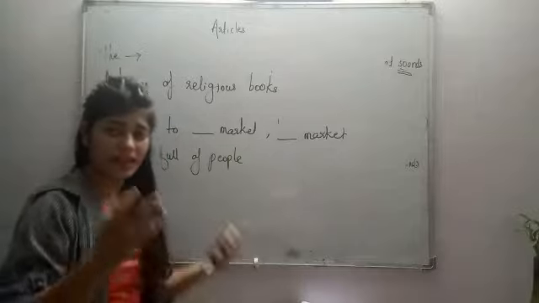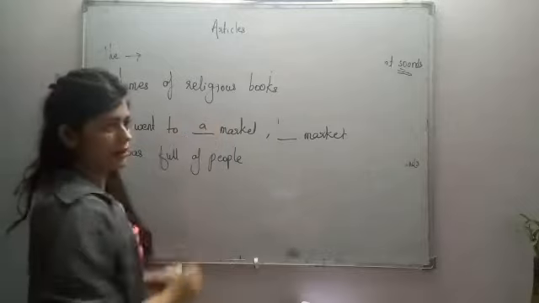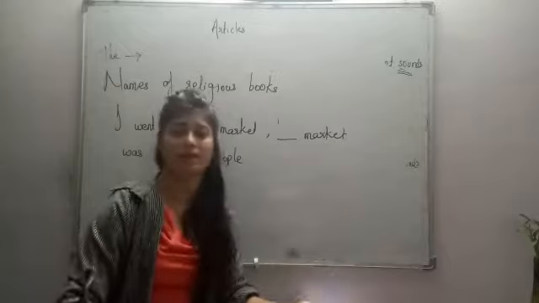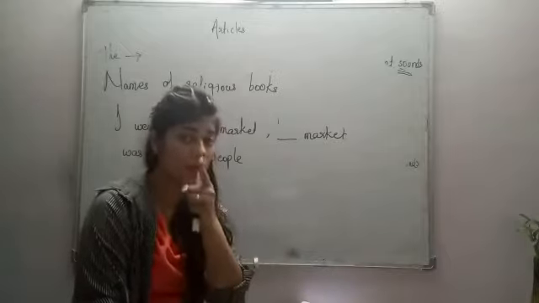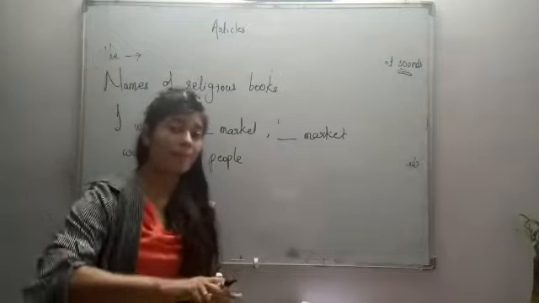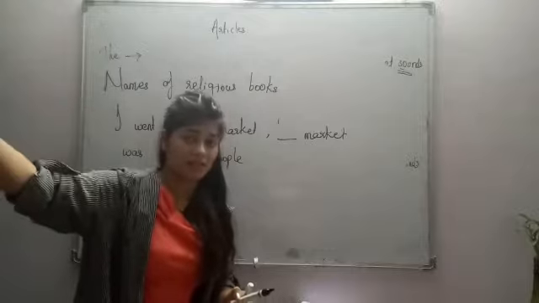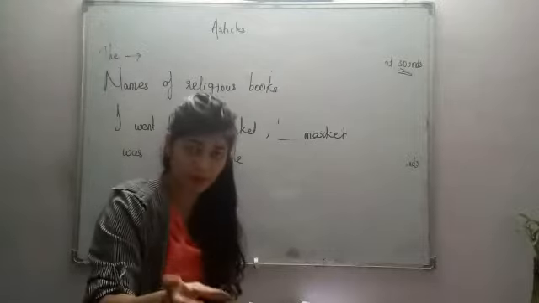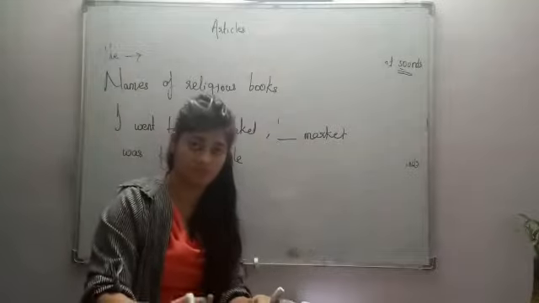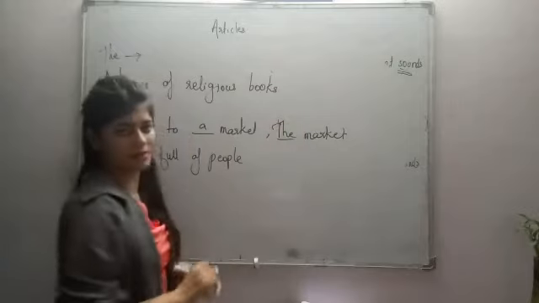Now where to use A, where to use the? See, I went to a market because I'm not specifying here which market I'm talking about. It can be any market. So in that case I will use a market. Then now I'm specifying the particular market where I went, which was full of people. No other market but the specific market where I went. There I will use the market.